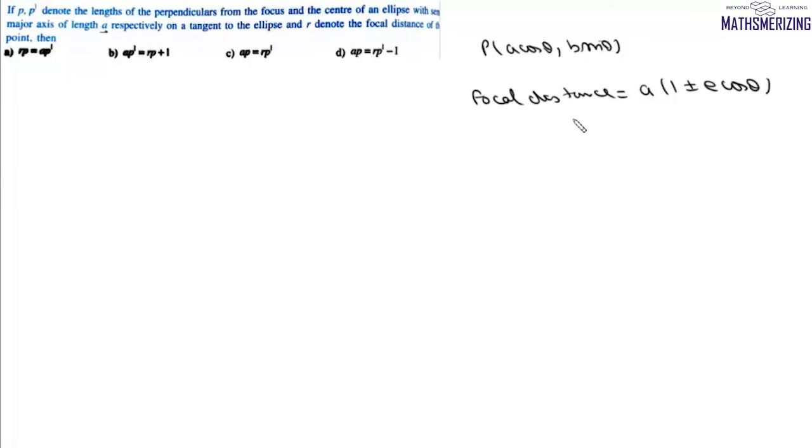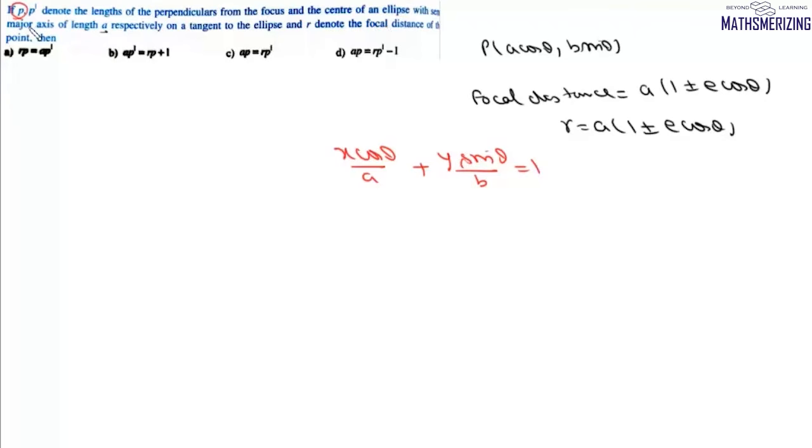So that's your R. R is either a(1 plus e cos theta) or a(1 minus e cos theta). Now we need to consider a tangent to this ellipse. Any equation of tangent we can write as x cos theta upon a plus y sin theta upon b, and it is equal to 1. Now we'll find the perpendicular distance from the focus and the perpendicular distance from the center.